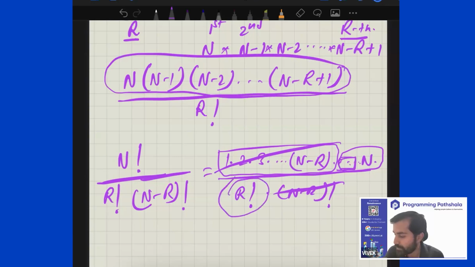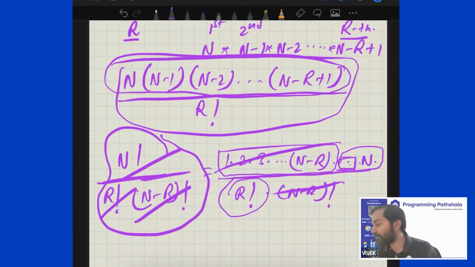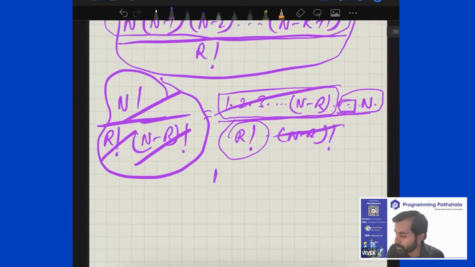And here you have r factorial. So this thing is nothing but just a clean and clear way to write that. And that is the reason NCR is n factorial by r factorial into n minus r factorial. Is it making sense? So you just understood what this NCR is. Now you do not need to remember it.